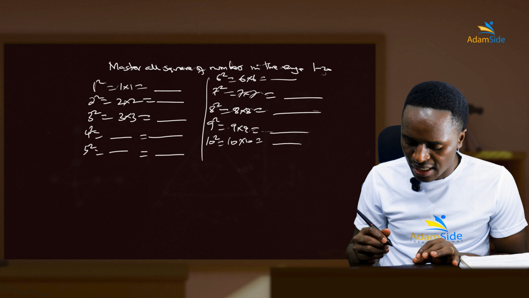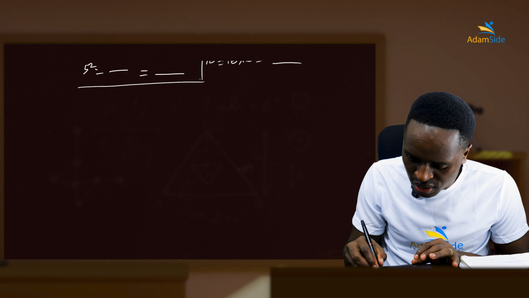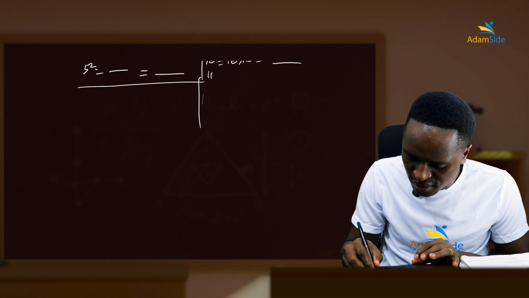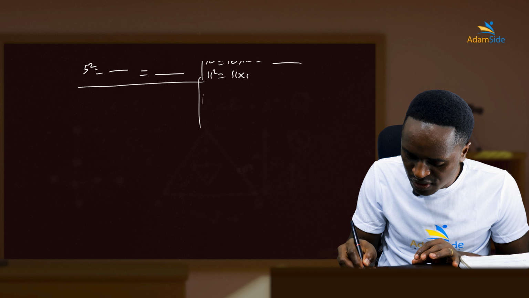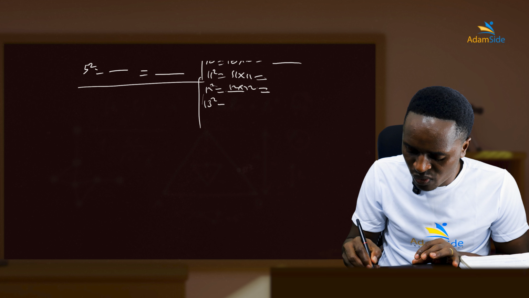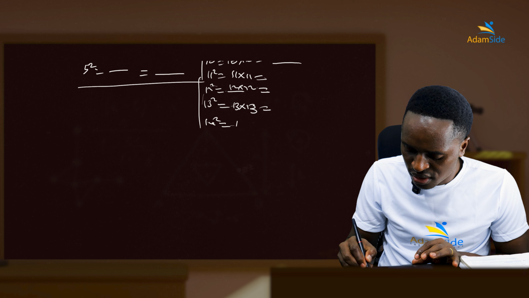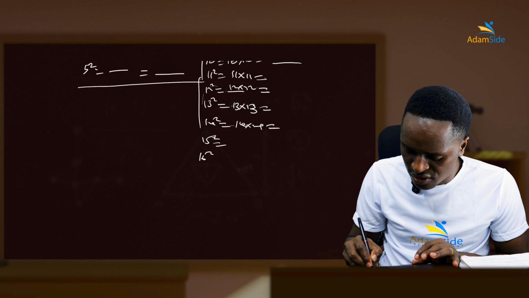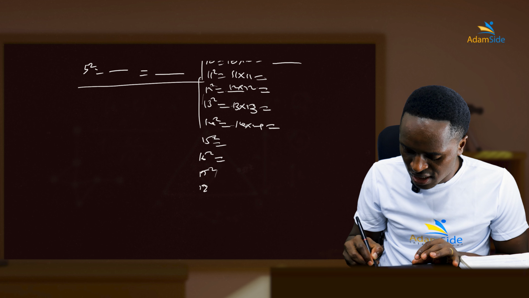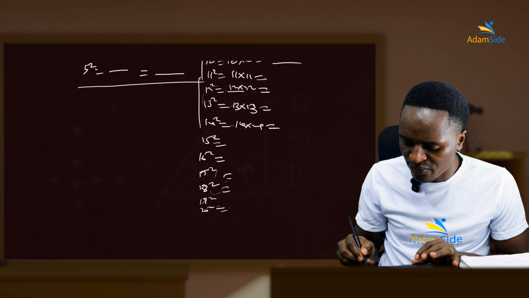What do I get? And then say you go again. 11 square, you can say 11 times 11. What do you get? 12 square, 12 times 12. 13 square, 13 times 13. 14 square, 14 times 14. 15 square, 16 square, 17 square, 18 square, 19 square, and then 20 square.